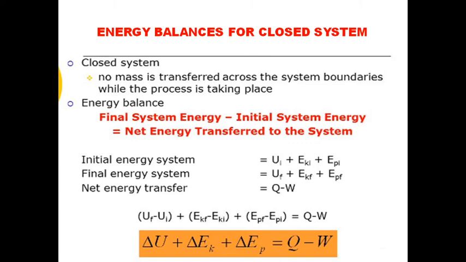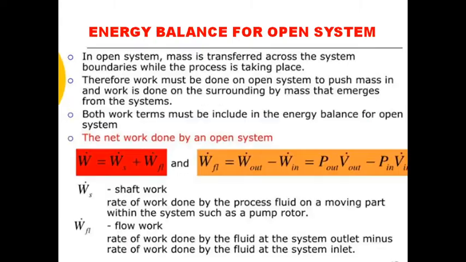Here, final minus initial means the change in value. So the internal energy final minus initial, change in internal energy delta U, plus kinetic energy final minus initial delta EK, plus potential energy final minus initial delta EP, that is equal to net energy transfer capital Q minus W. So this is the energy balance for closed system.